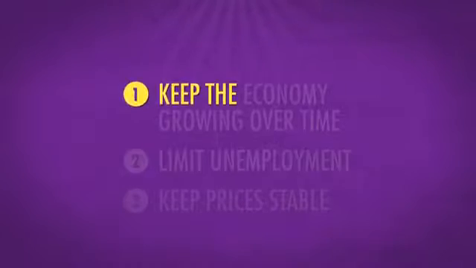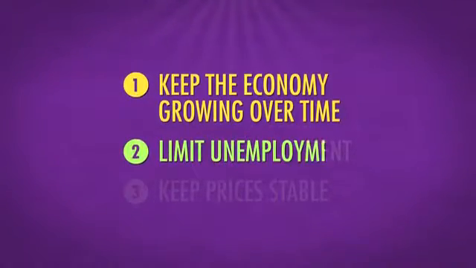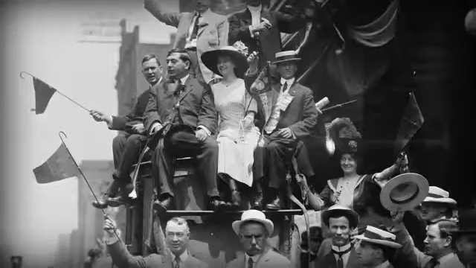Well, in general, policymakers have three economic goals. They want to keep the economy growing over time. They want to limit unemployment. They want to keep prices stable. Now, for the most part, when those three things happen, the citizens are happy, politicians get reelected, and economists get raises. And there are three specific measurements that economists analyze to see if the country is achieving each goal. They're the gross domestic product, unemployment rate, and the inflation rate.